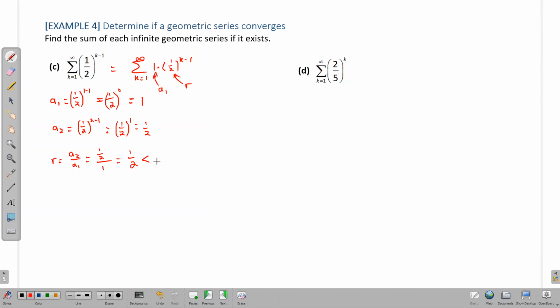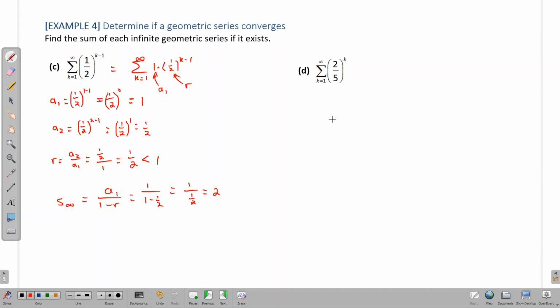Okay, the r is small enough, it's less than 1, so we can go straight to the sum. S infinity is a1 over 1 minus r, as it has been for all of them. So we have 1 over 1 minus 1/2, which is 1 over 1/2, because 1 minus 1/2 is 1/2. And keep change flip just gives us the value of 2 then.